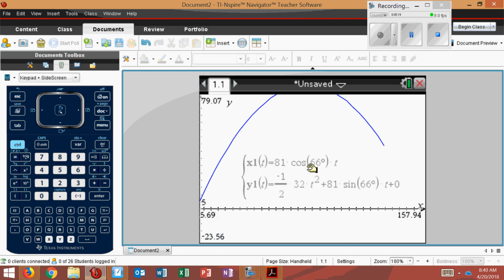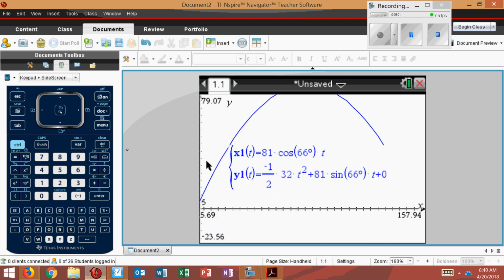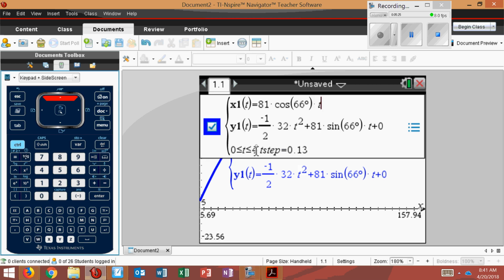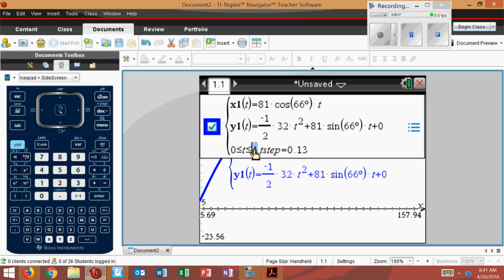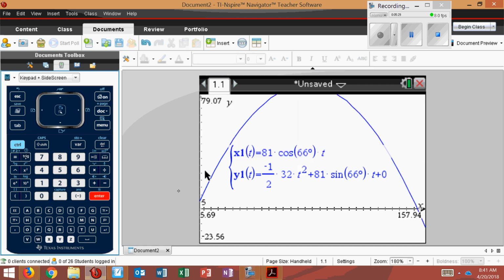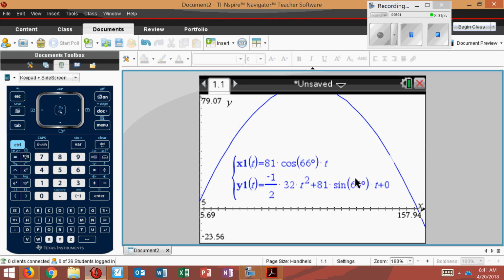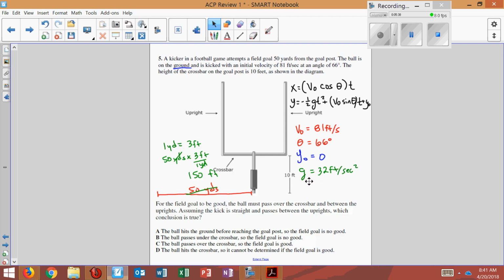Now I took off too much time. Apparently the ball was in the air longer than 4 seconds. So I'll go back to my equation by pressing tab and pressing up. And I'll go ahead and put this at 6 seconds to see. Now the ball goes underneath the ground. Now what I want to know is when that ball gets to a height of 10 feet, how far has it traveled?